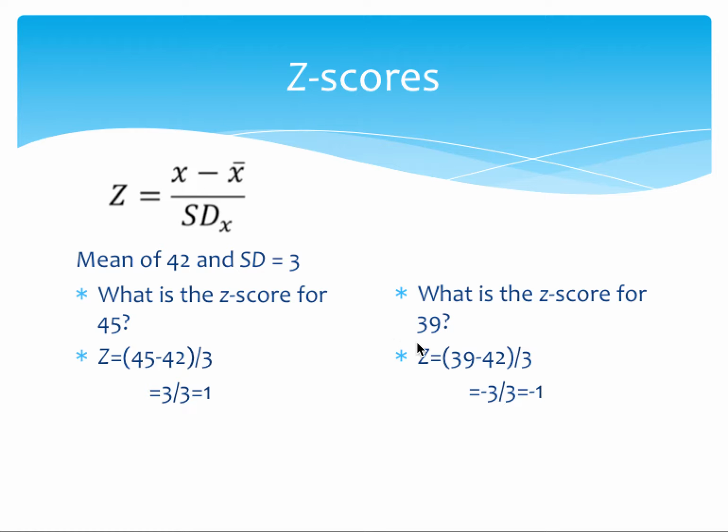Now, for the z-score of a raw score of 39, you'd plug it in again. 39 minus 42 is negative 3. Negative 3 divided by 3 is equal to negative 1.